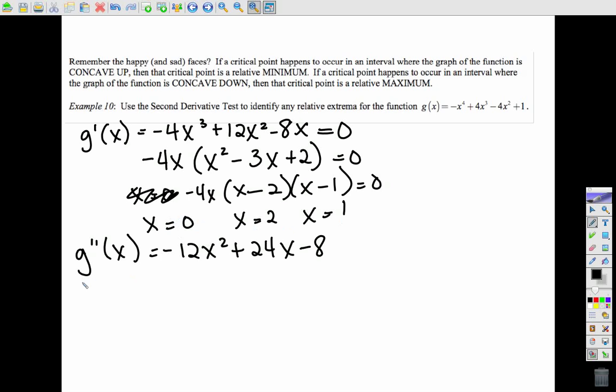Now, we're going to take these values, 0, 2, and 1, and plug them into the second derivative.